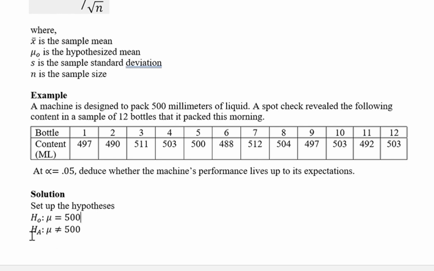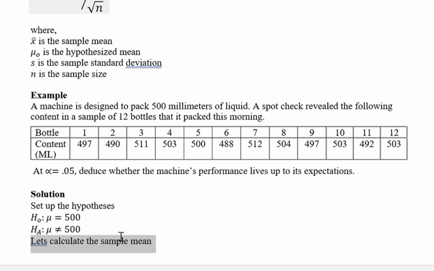The alternative hypothesis comes from the question. We have to deduce whether the machine lives up to its expectation, if its performance lives up to its expectation. So here the answer is actually yes or no. And if we look at it, it does not give a direction whether we are interested in the machine performing better or worse. So that's why we are using the not equal sign, and that means this is a two-tailed test.